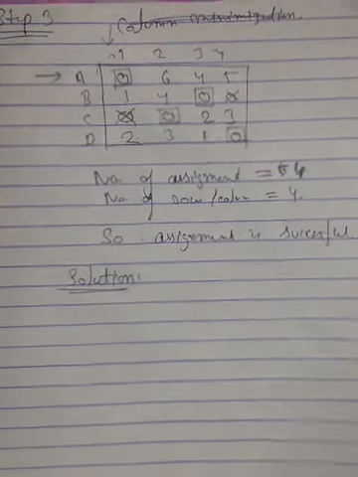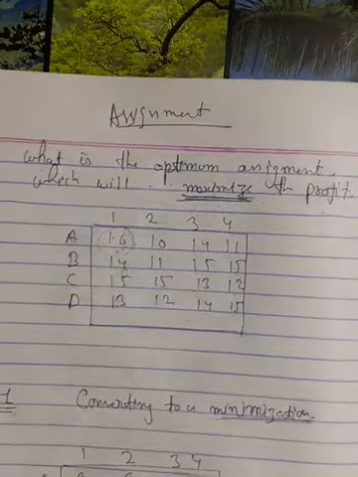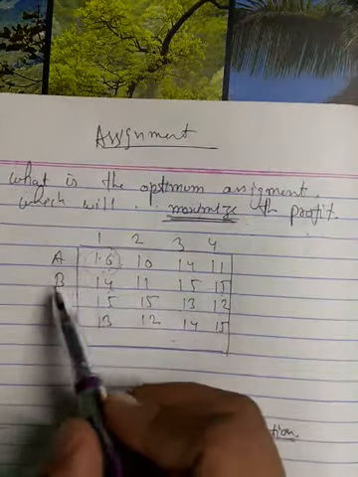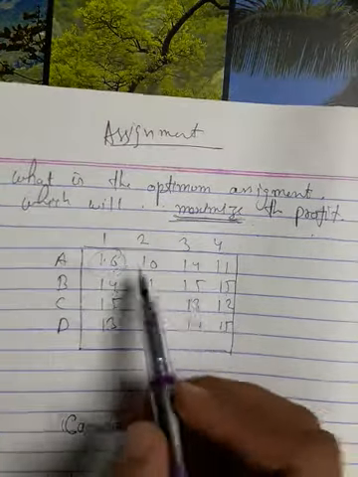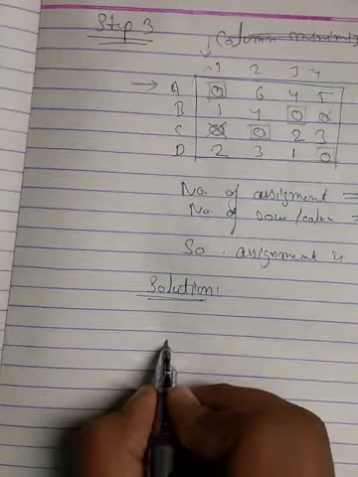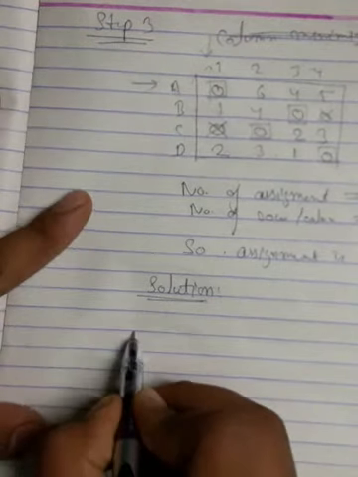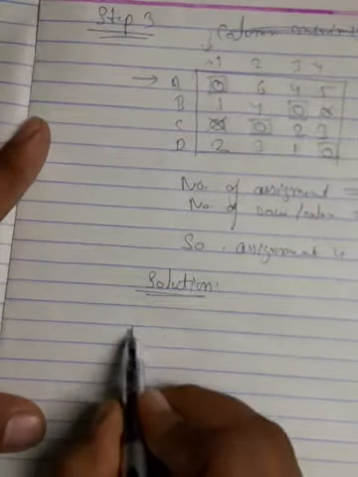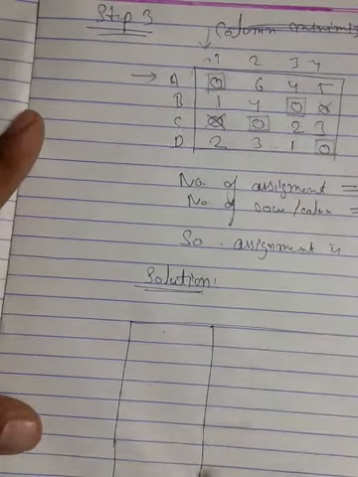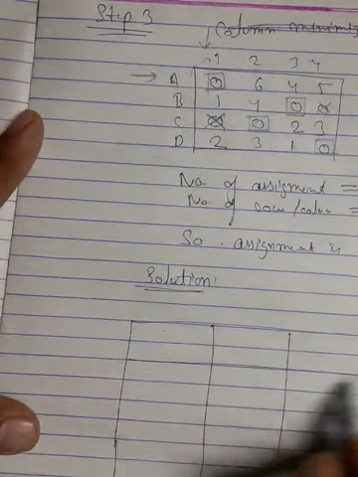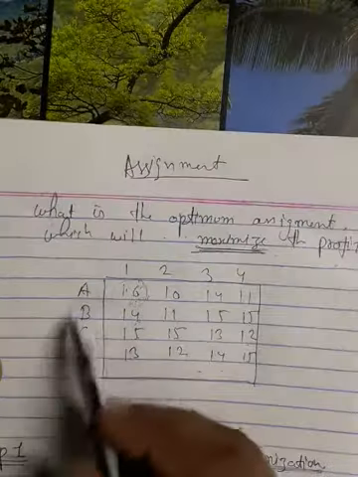Okay, now coming to the solution. Check the question: this is your A, B, C, D and these are 1, 2, 3. So in the first step, you make three columns: first, second and third. Here it is given A, B, C, D.